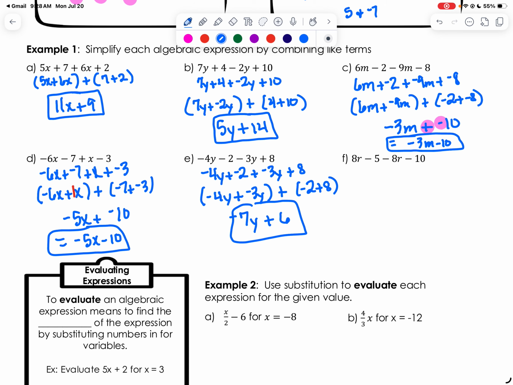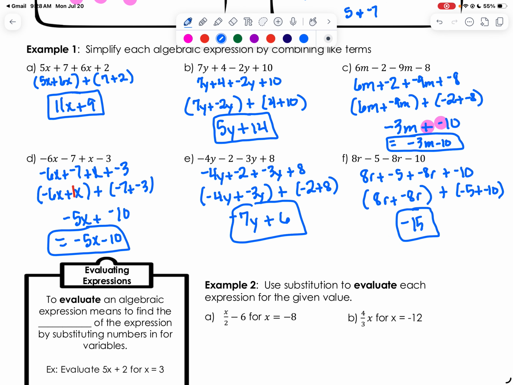All right, so if you got anything wrong on that one, pause the video and correct it, and then come back for problem F. In problem F, I rewrote this as 8r plus negative 5 plus negative 8r plus negative 10. Then I combined 8r plus negative 8r, and then I combined negative 5 plus negative 10. Well, 8r plus negative 8r is 0, and negative 5 plus negative 10 is negative 15. So that was your final answer in problem F.